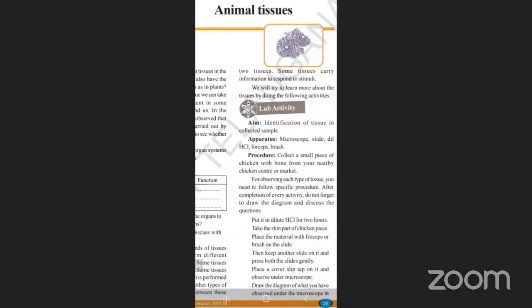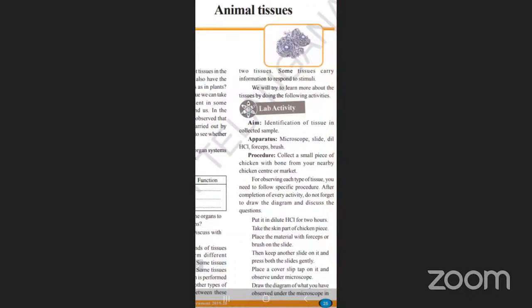Next, keep another slide on it and press both the slides gently. Why do we keep one more slide and press gently? To spread the sample uniformly on the slide, we take one more slide and press gently. By that, the thin piece is uniformly spread on the slide, and we can observe a very clear image under the microscope. So take the skin part of the chicken piece, place the material with forceps or brush on the slide, then keep another slide on it and press both slides gently.